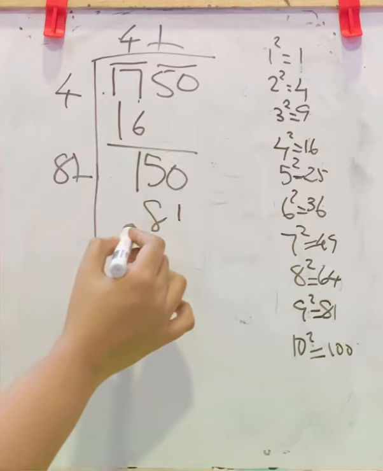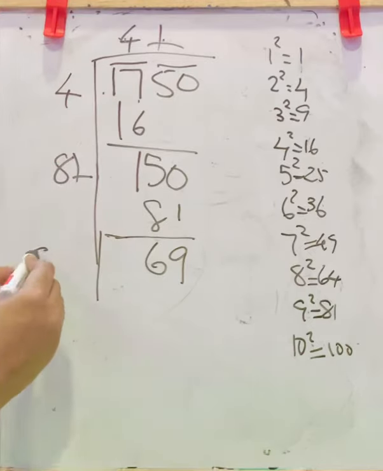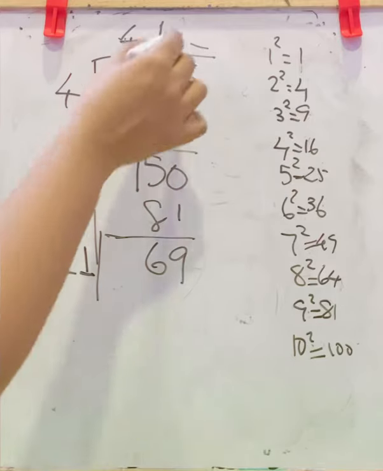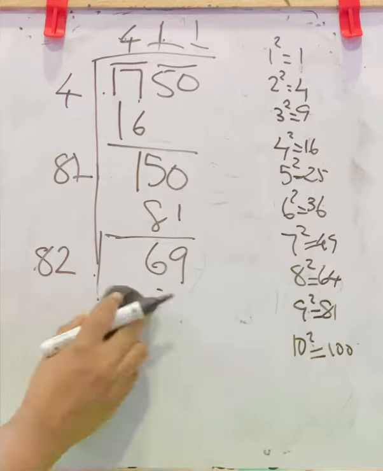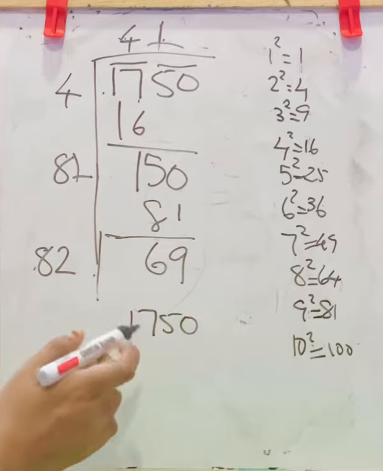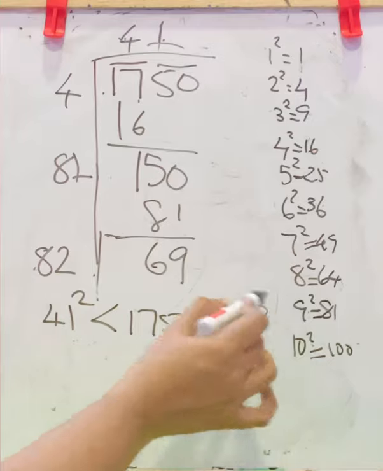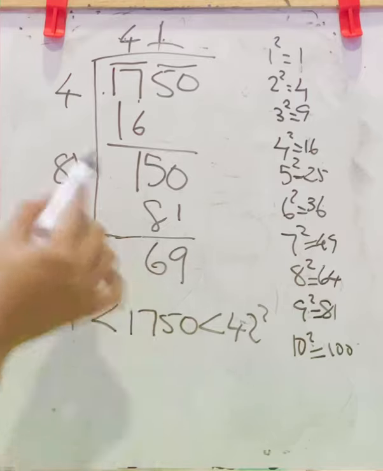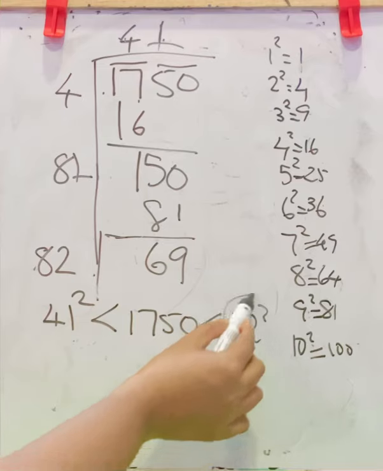81. 150 minus 81 is 69. Here 41 into 2, 82. Put a dash here. Here also one dash. If you put 821 into 1 here, it will be bigger than 69, so you can't proceed. Stop here. So from this we can say 1750 is a non-perfect square number and it lies between 41 square and 42 square. If you want the answer 41 square, then from this number you have to subtract 69. But here the question is what number should be added, so you have to consider this one.